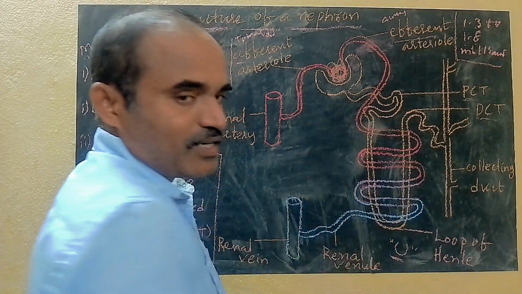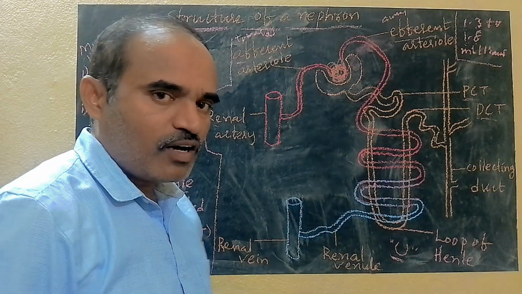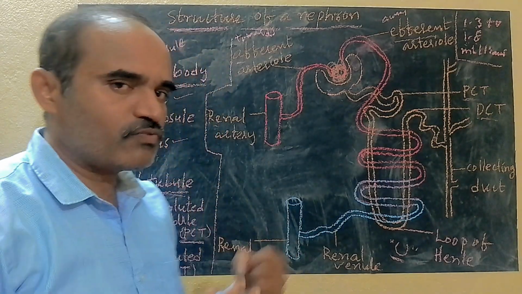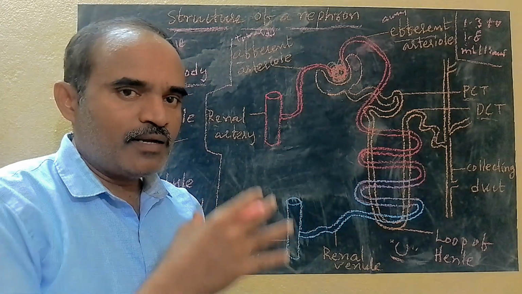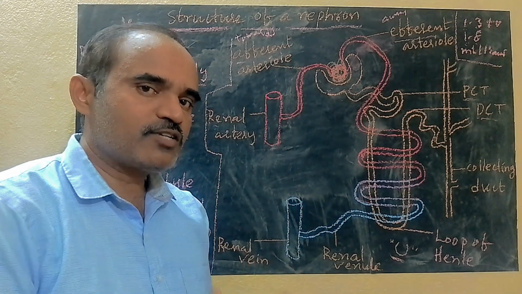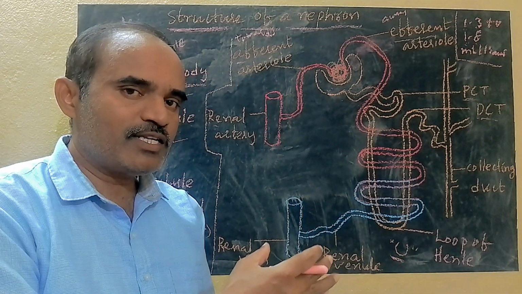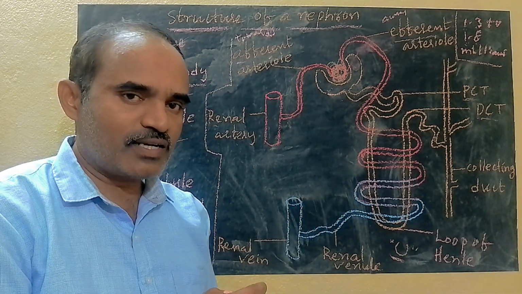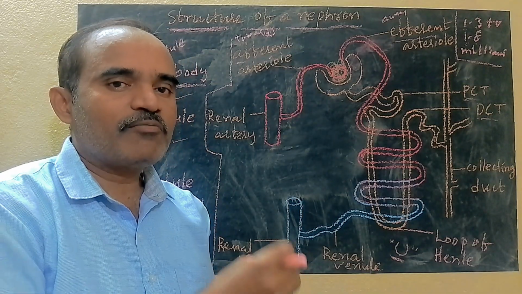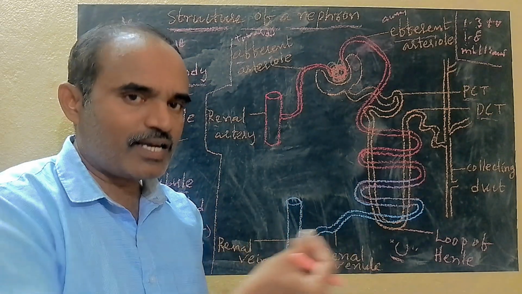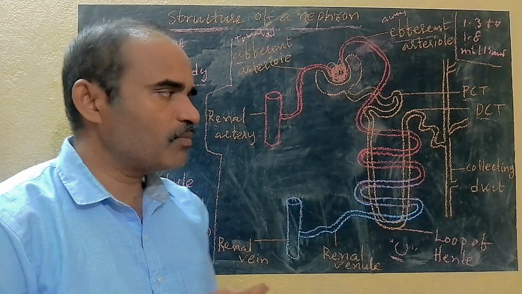So DCT is connected with the collecting duct. All the collecting ducts together form the pyramids and calyces. Pyramids and calyces open into the pelvis. And from the pelvis, the urine passes to the next part of the excretory system, the urinary bladder, with the help of ureters. Ureters carry the urine from the pelvis of the kidneys to the urinary bladder.